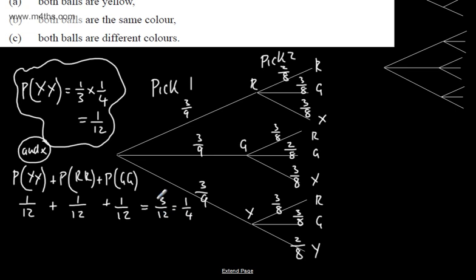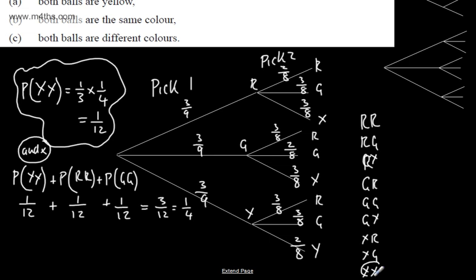If we now look, both balls are different colours. At this stage we could work these all out, but what we're going to do is look at how we can make this easier. So if we look at the sample space, we've got red, red, we've got red, green, we've got red, yellow. We've got now green, red, we've got green, green, we've got green, yellow. If we look at the next one, we've got yellow, red, we've got yellow, green, and we've got yellow, yellow.